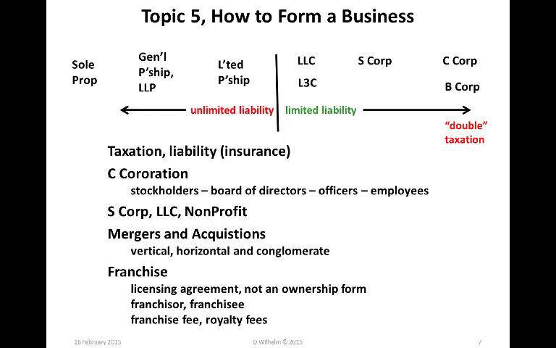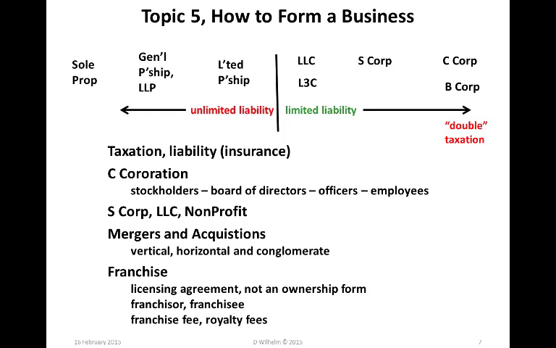Horizontal combination is with another organization that's providing the same good or service that we are. This is the one that is most likely to attract attention from the Federal Trade Commission if there's concern about a monopoly. Conglomerate combinations, this is where an automobile company buys a chocolate producer, no relationship.